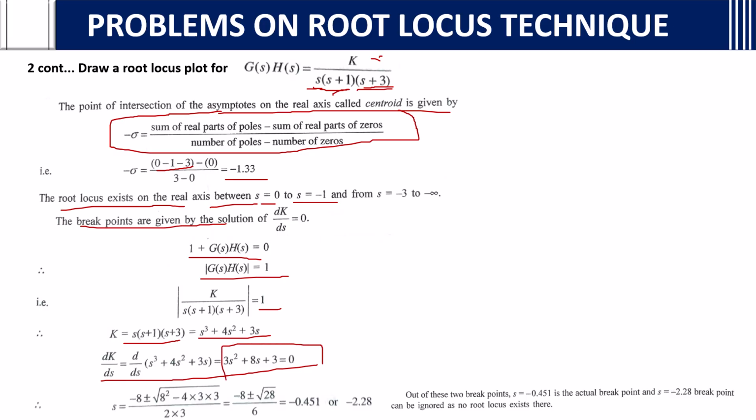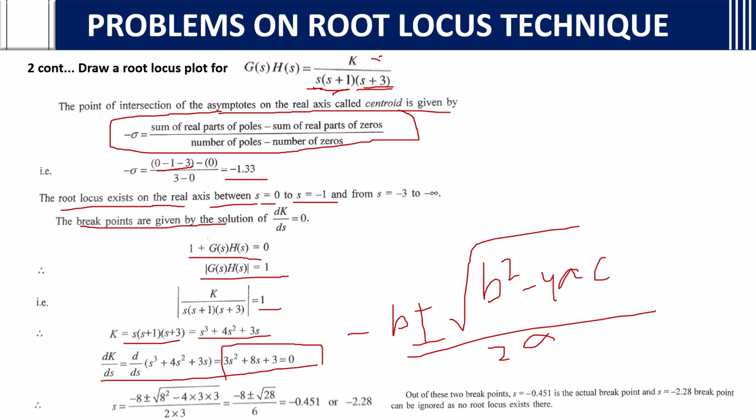So from this you can find the roots using minus b plus or minus square root of b square minus 4ac by 2a. As it is of order 2, you can easily find using this, or you can use calculus also. Here b is 8, a is 3 and c is 3. If you substitute them in this formula, you will get minus 0.451 as one root and minus 2.28 as another root.